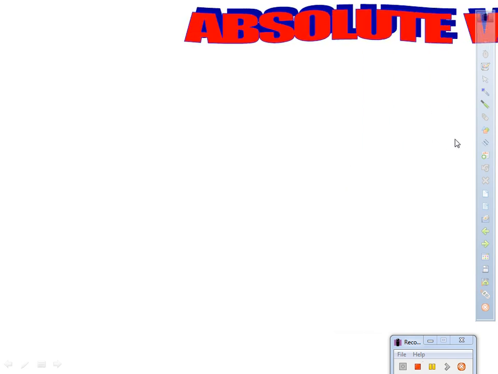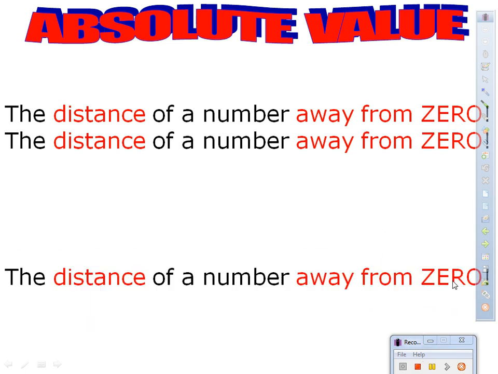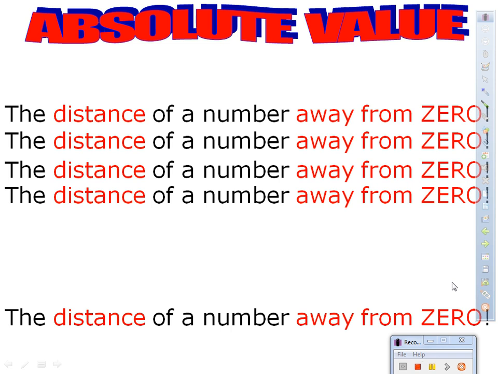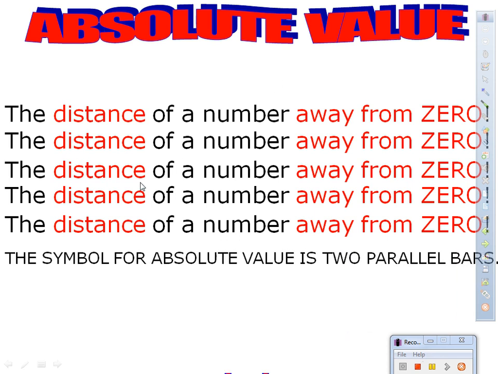Absolute value. The absolute value is the distance of a number away from 0. Absolute value is the distance of a number away from 0. What is it?